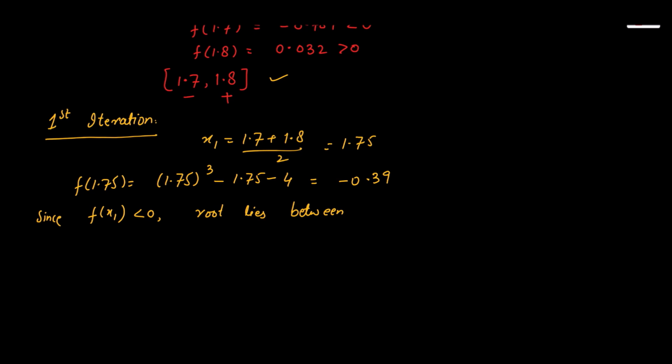Now we need to change the interval. Basically, we need to update it. This is the negative sign, so we are going to update the negative side to 1.75, and the positive side will remain unchanged.